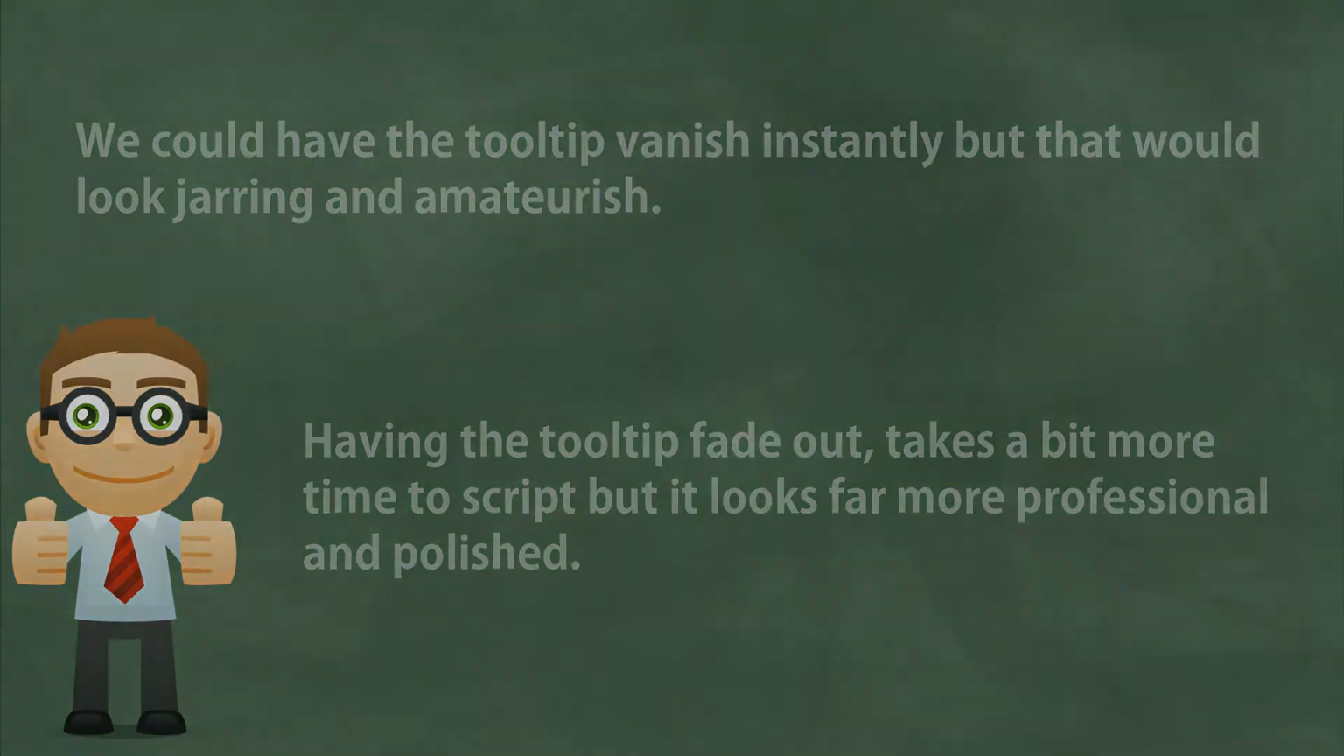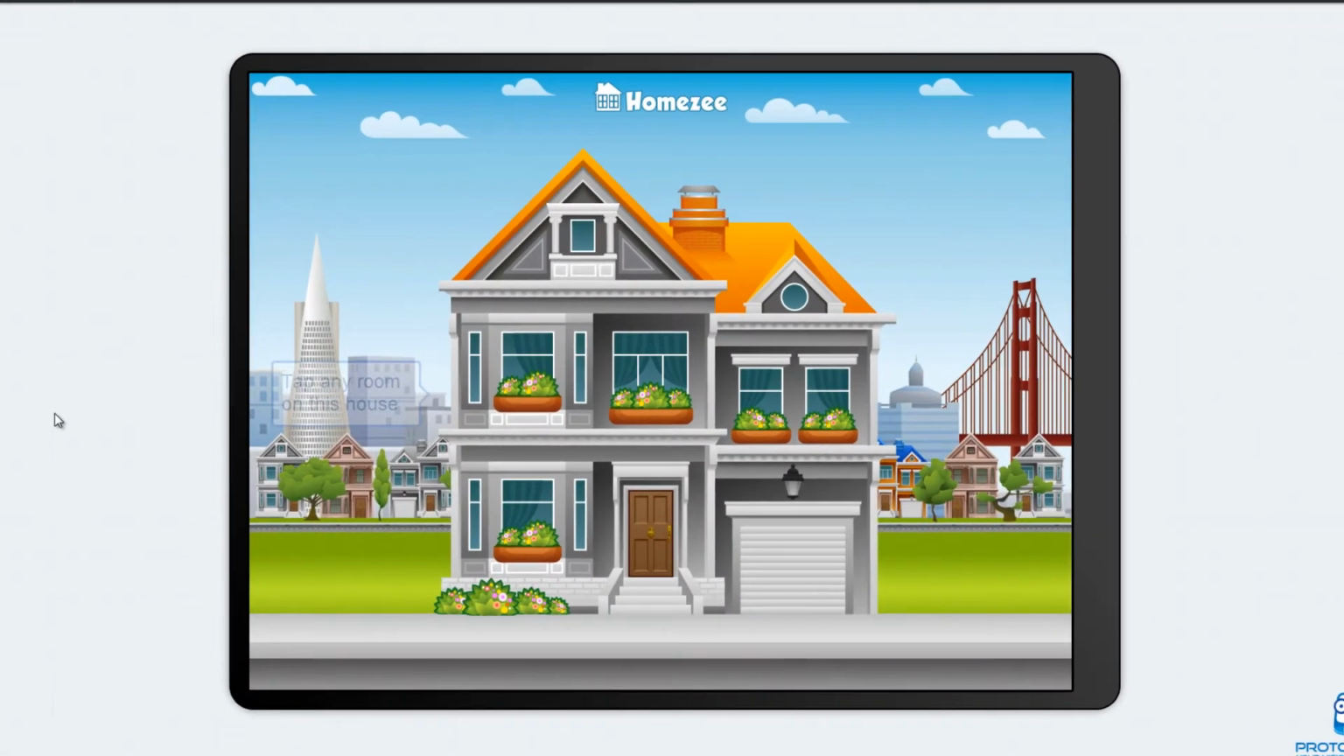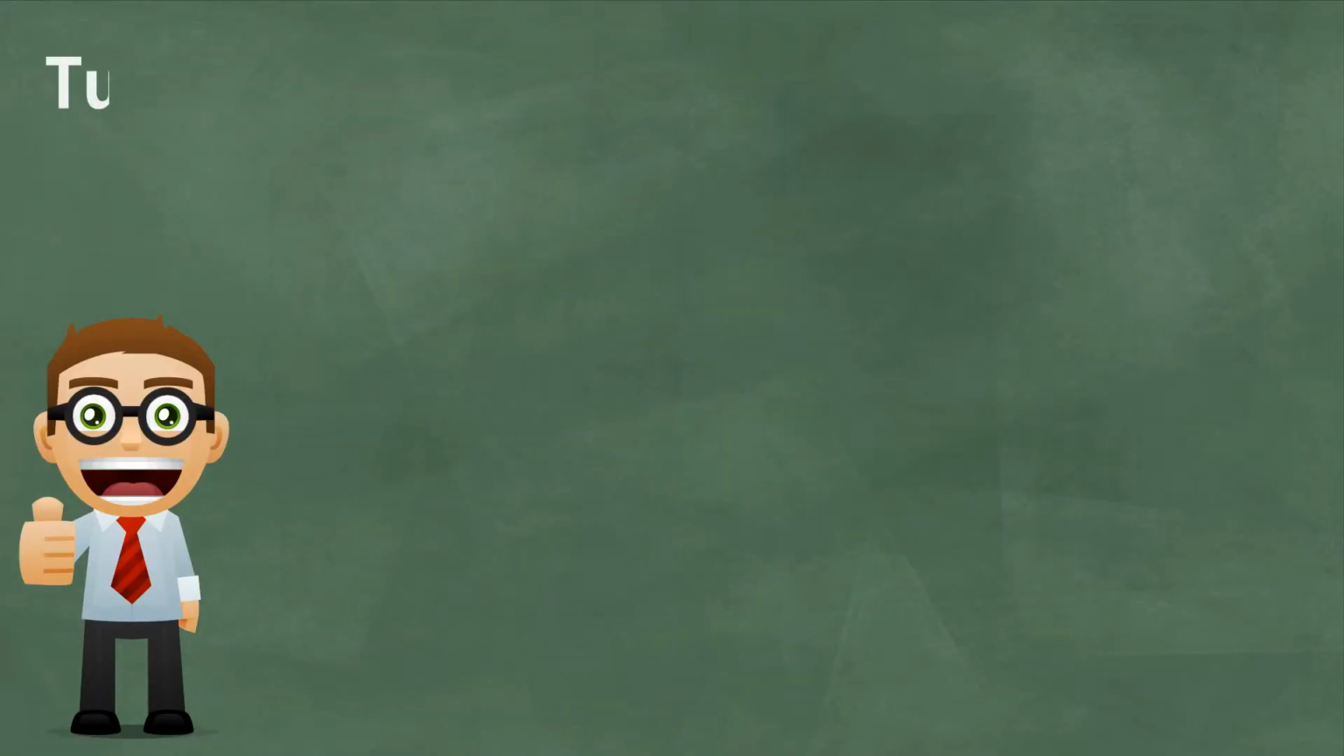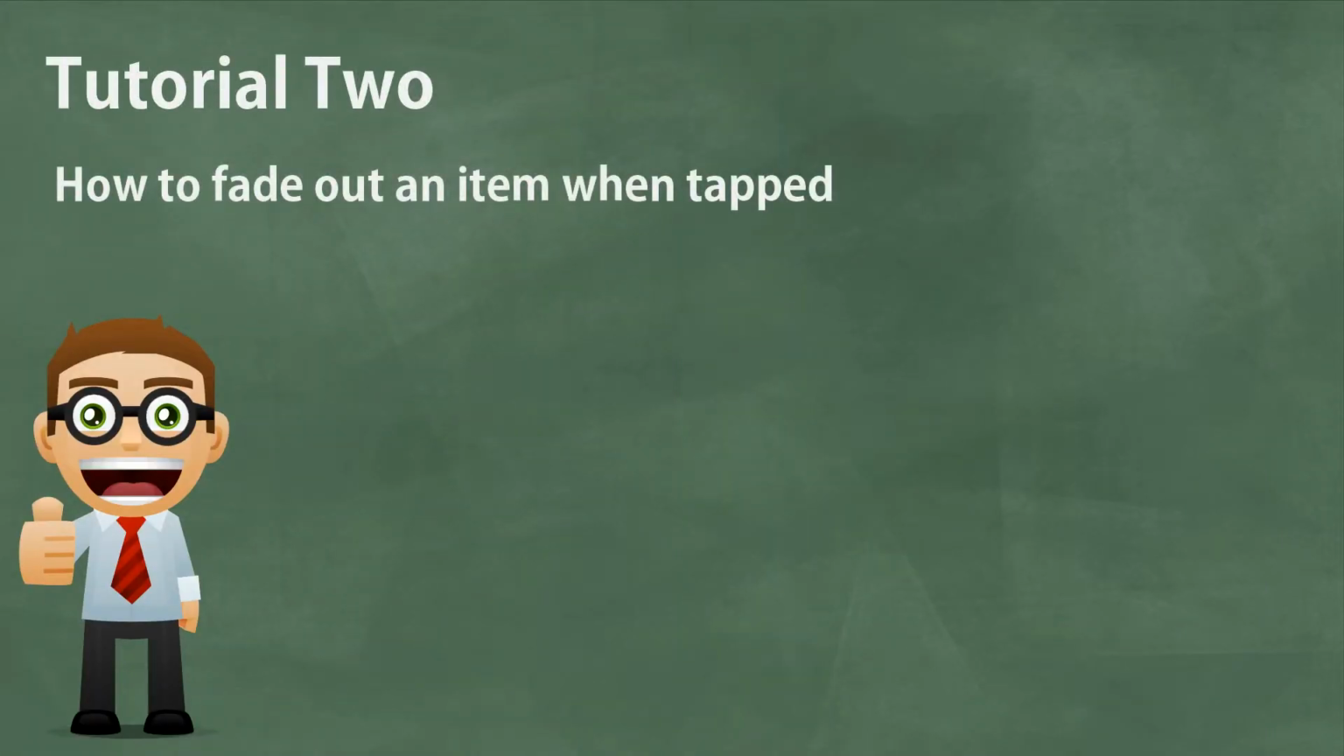Here's a perfect example of a tablet prototype that I created that has a tooltip that relays useful instructions to the user. In this case, I have a tooltip that informs the user that they can tap on any room in the house to reveal the rooms inside. Notice when I tap on it, the tooltip vanishes. Let's get started with Tutorial 2, How to Fade out an item when tapped.